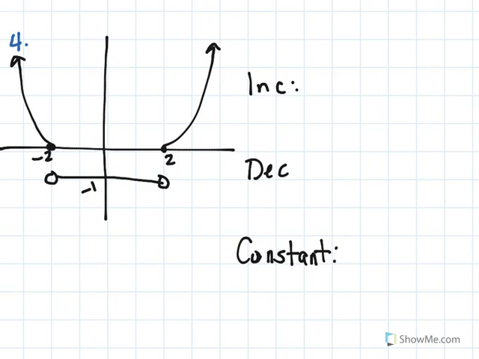In this question, we're given a graph, and we want to determine the intervals on which the graph is increasing, on which it's decreasing, and where the graph is constant. We're just going to work our way from left to right. First we're going to look at this part of the graph right here, and we can see that as our x value is increasing, our y values are decreasing.